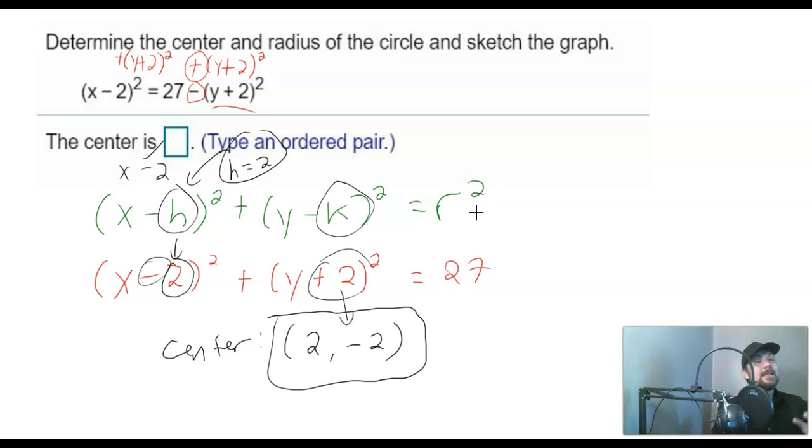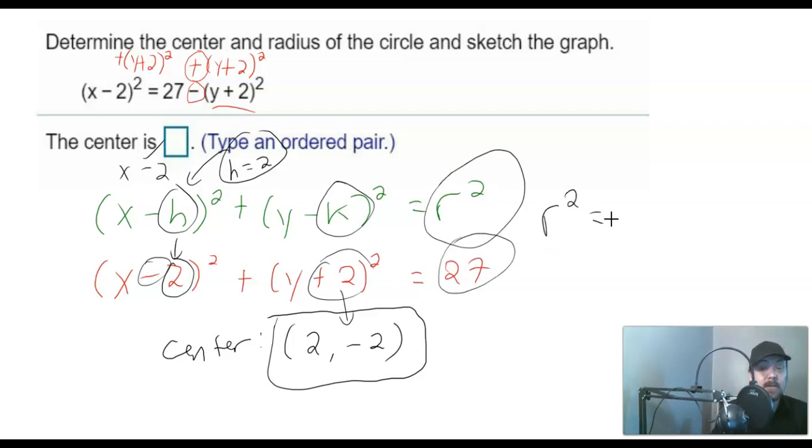Now, I'm sorry I did not prepare you for dealing with this radius. The radius squared is 27, so if you said the radius was 27, that's incorrect. The radius is not 27. The radius squared is 27. To find the radius, you have to take the square root of that number. So the radius is going to be the square root of 27. So if you got square root of 27, excellent, good job.